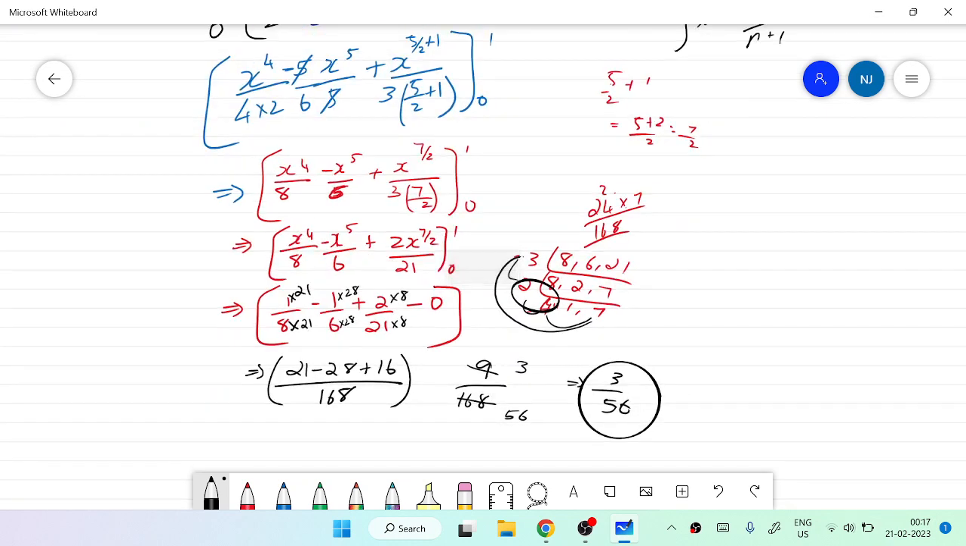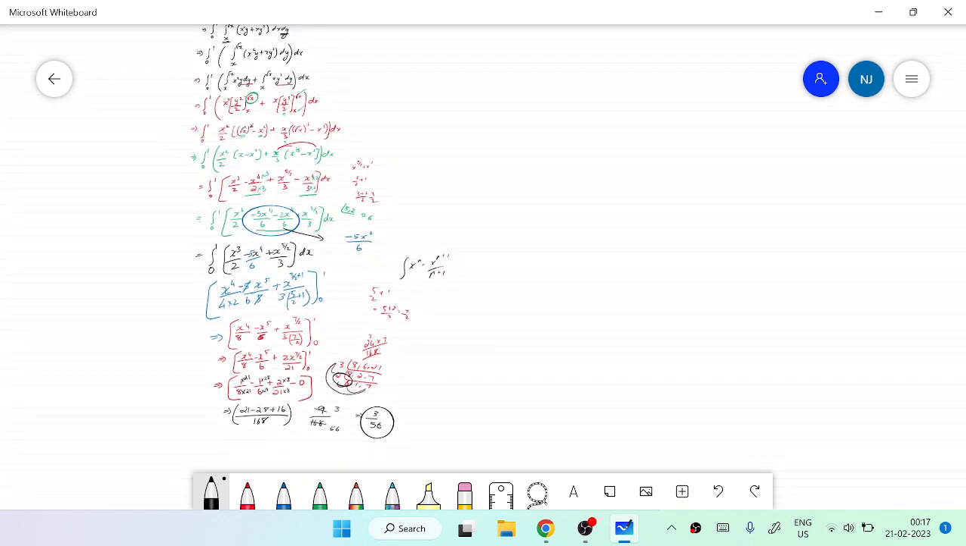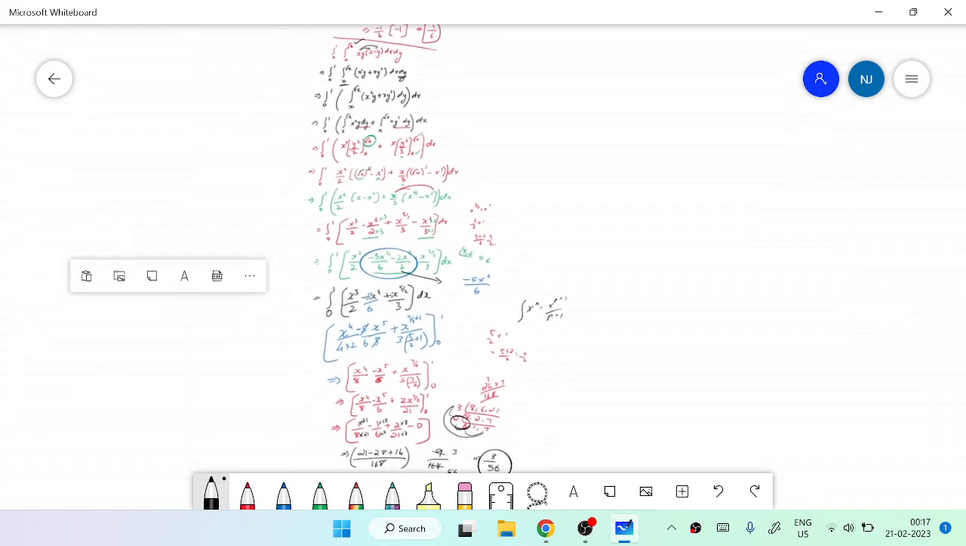So here the calculation part is quite difficult, I think. But other than that, it is very easy only. But the thing is, the calculation part is quite difficult.